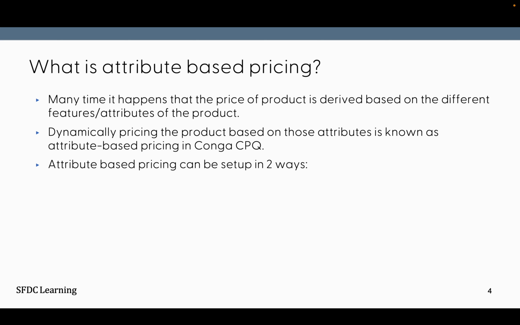Attribute-based pricing can be set up in two ways. First, using price list item. We'll see how. And second, using price matrix. Okay. So these are the two ways you can define attribute-based pricing.